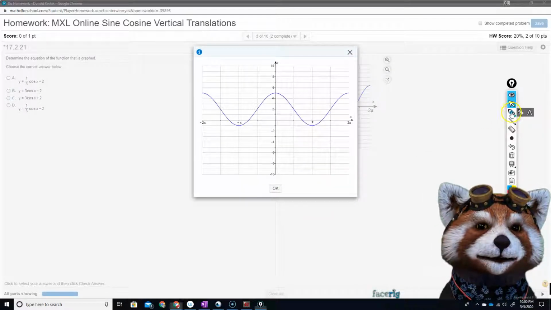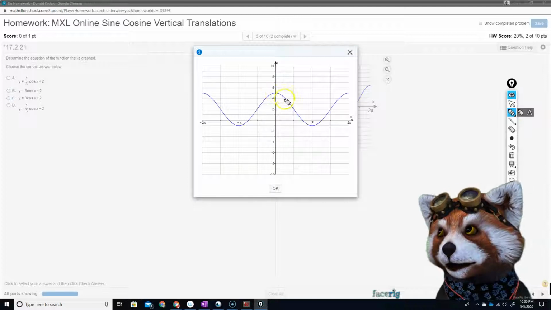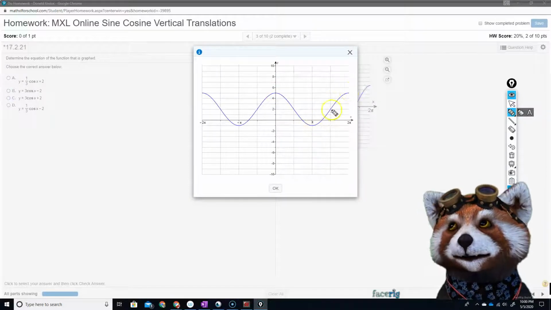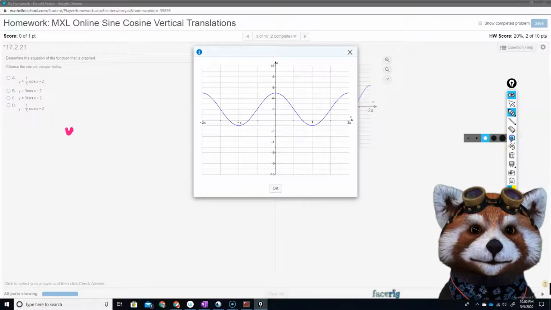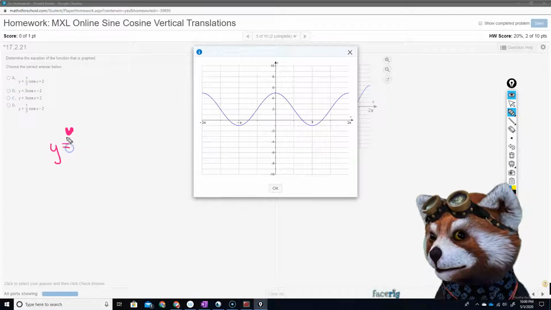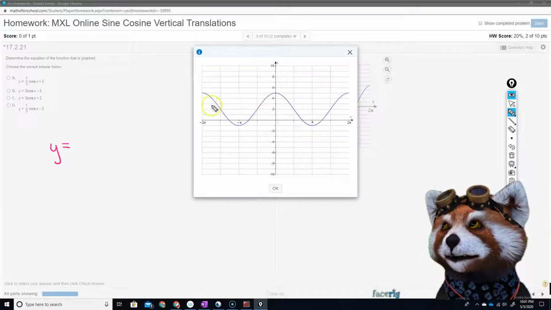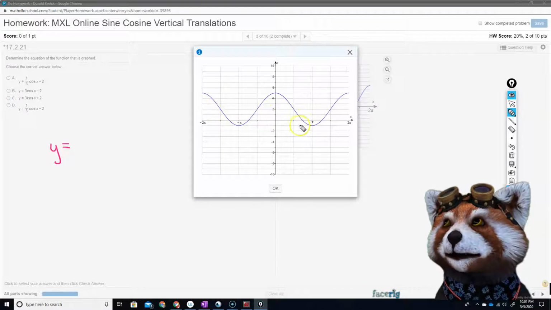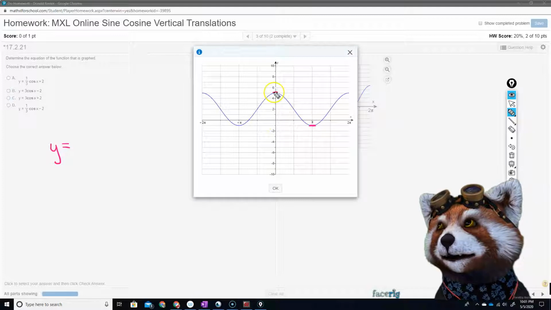All right. So if we look at this, we can tell this is a cosine graph. Right? So we know we're going to have cosine. All right, let's see where the midline is. So here's our high point, our low point, and our high point. So it's going to be right in the middle of that.